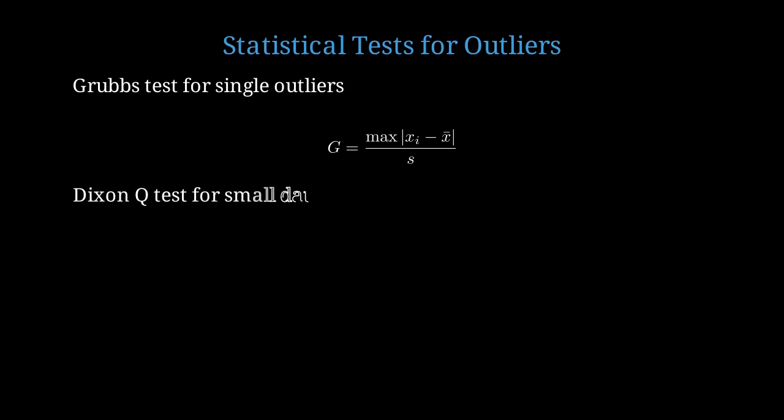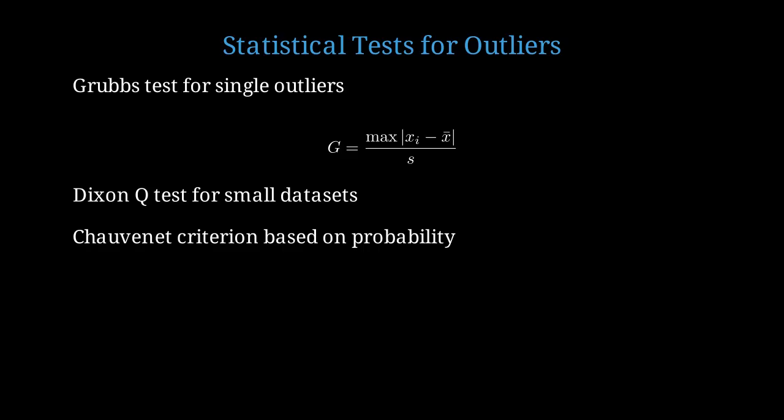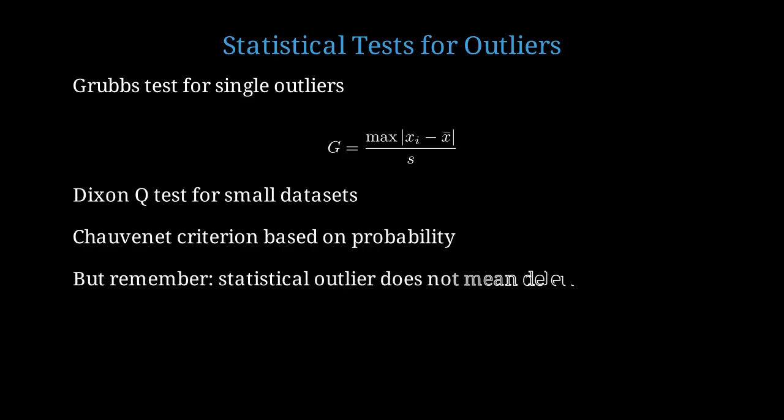For small datasets, the Dixon-Q test is often used. It compares the gap between the suspected outlier and its nearest neighbor to the range of the data. The Chauvenet criterion rejects points that have a probability less than 1 over 2n of occurring, where n is the number of measurements. It's a probability-based approach. Here's the critical point. Even if a statistical test identifies something as an outlier, that doesn't automatically mean you should delete it. It means you should investigate it further.